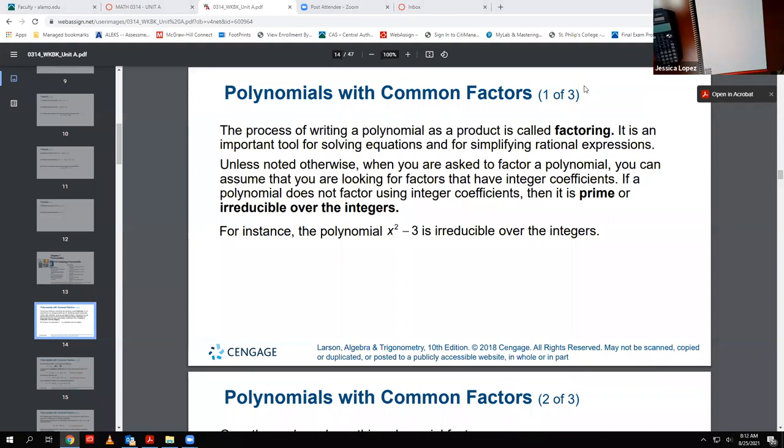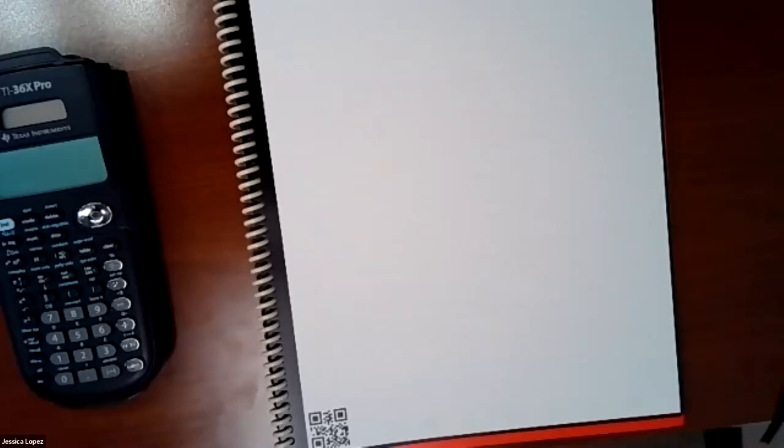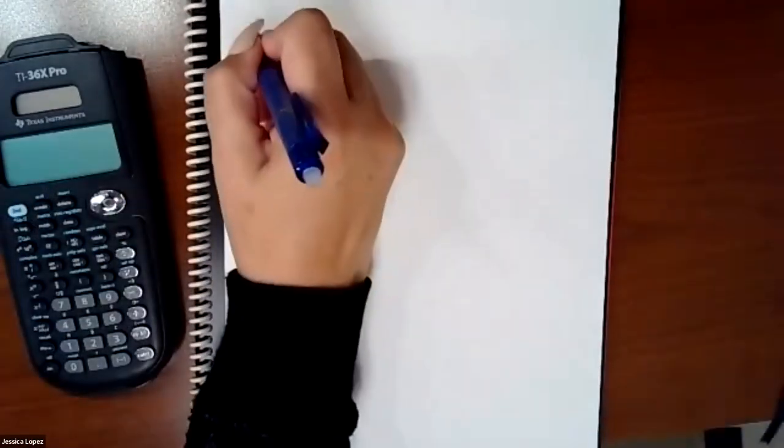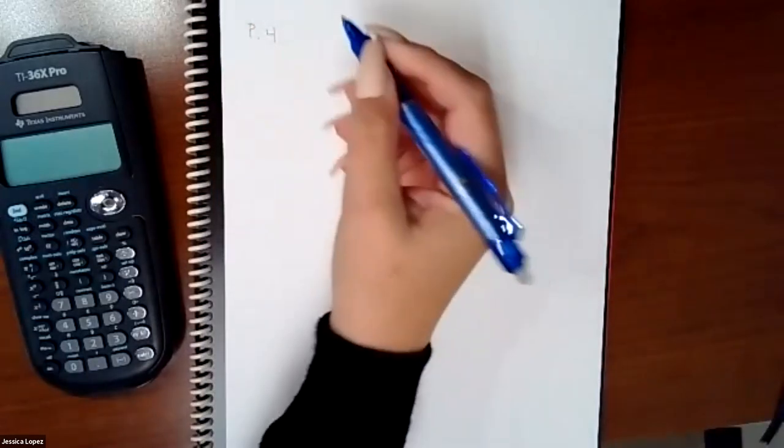Make sure you pin my screen, okay? I have to pin it as well. So click on my little video, you'll see the little three dots, and then click pin, and it should pop up my paper and my calculator real big so that you can see it real good, okay? So we're doing P.4, which is factoring.